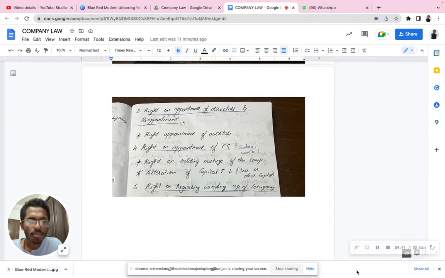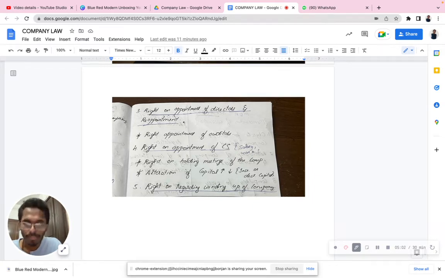Now, if you observe the next point, the right on appointment of directors and reappointment is also mentioned in our AOA. And the appointment of auditors, appointment of CS, the company secretary, what should be their salary, what should be their allowance, what would be their remuneration, everything will be covered in this entire aspect of AOA, Articles of Association.